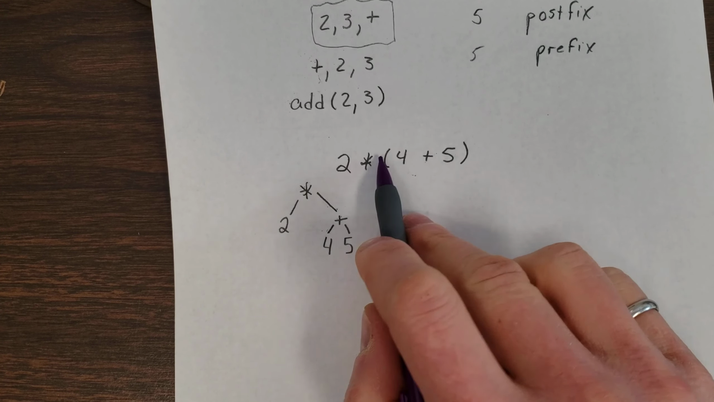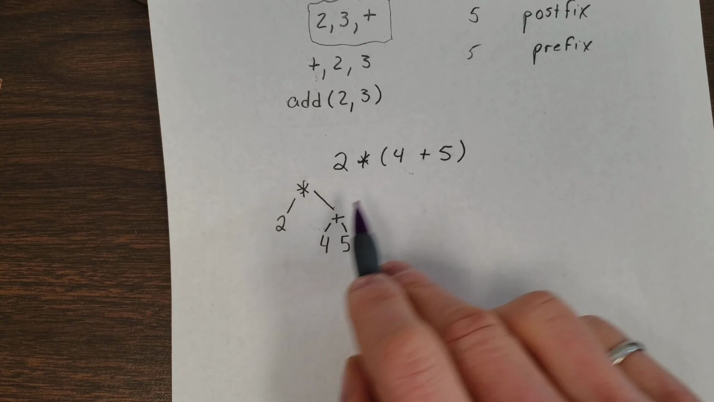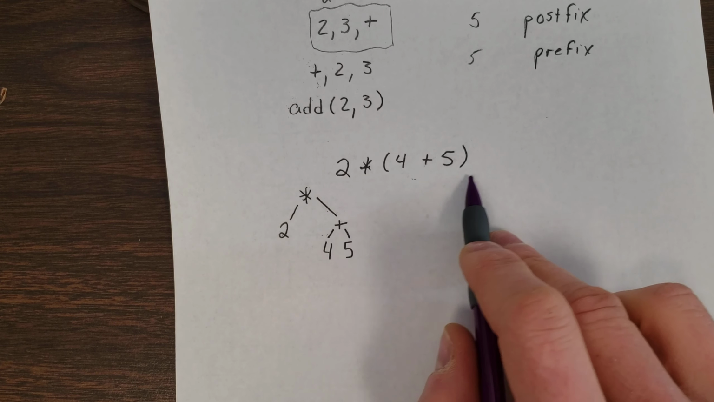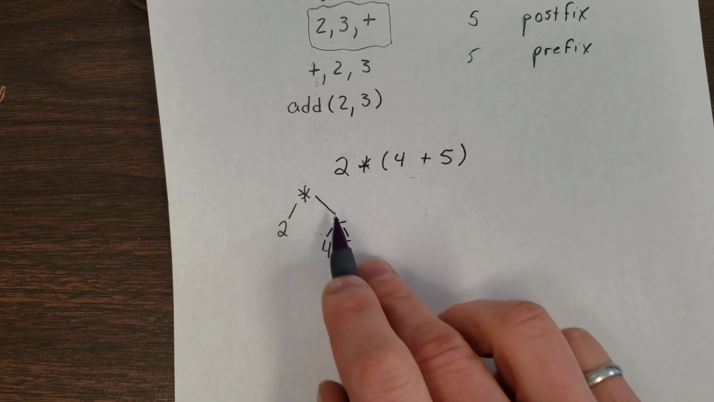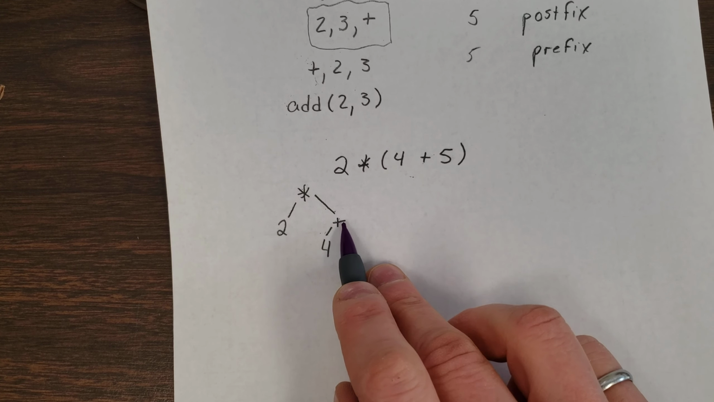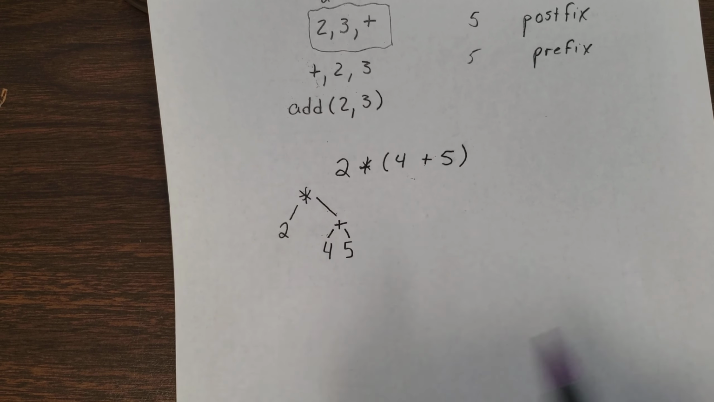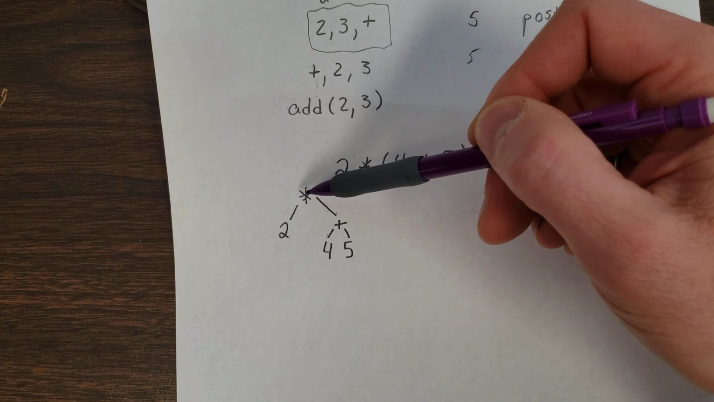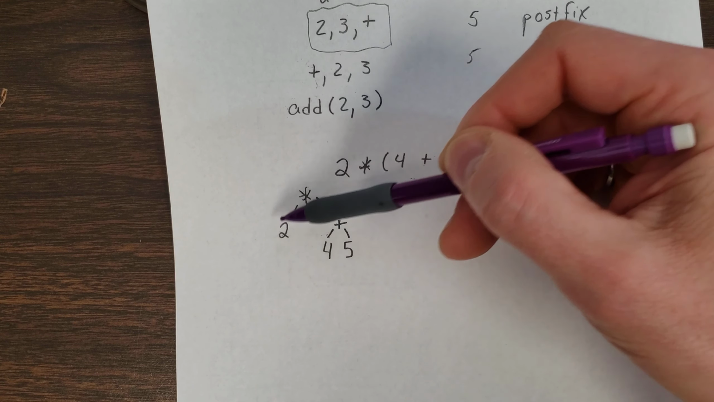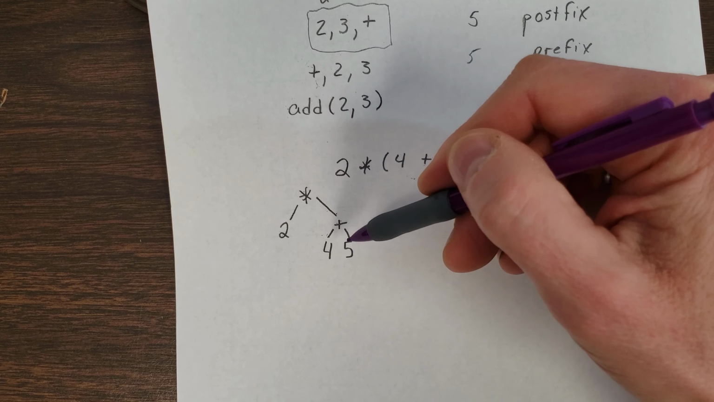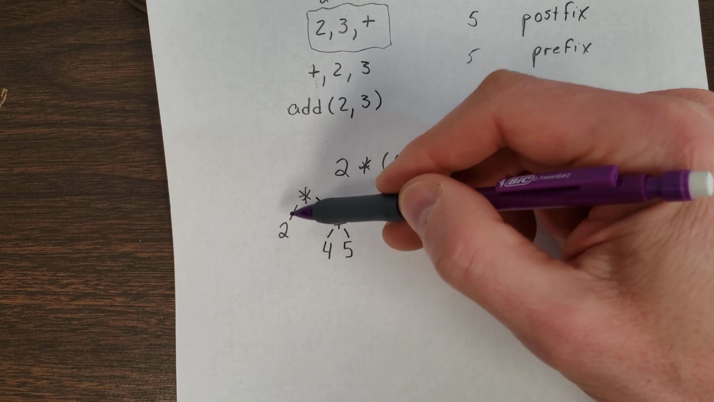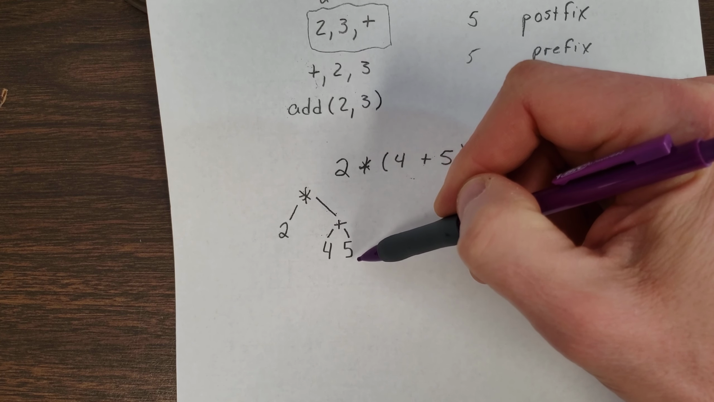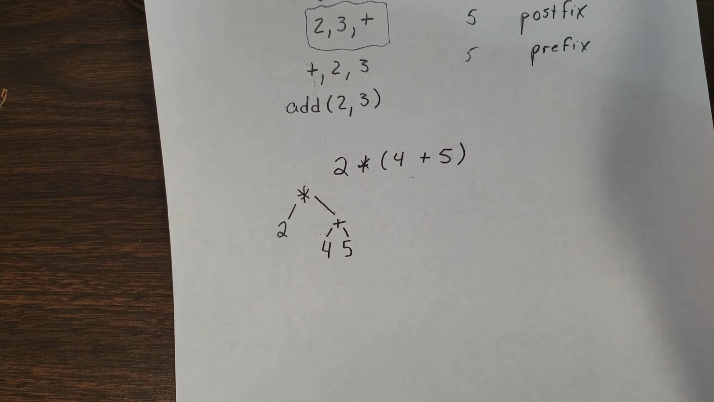So this would be an example of turning this infix notation into a tree where the leaves are going to have the constants, and then the inner nodes are all going to be the operators. So for this, if we did an in-order traversal, what would we get? Well, we'd get 2 times 4 plus 5. That's if we did an in-order traversal.